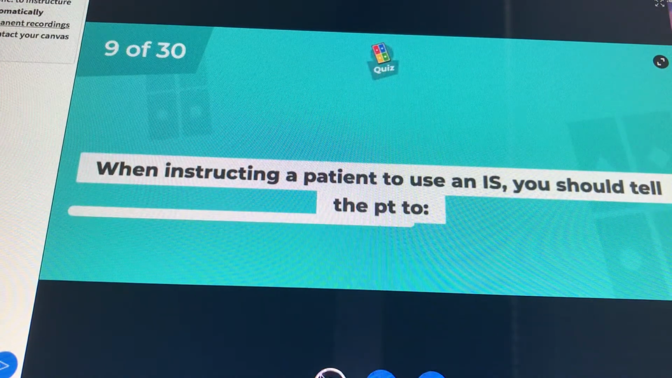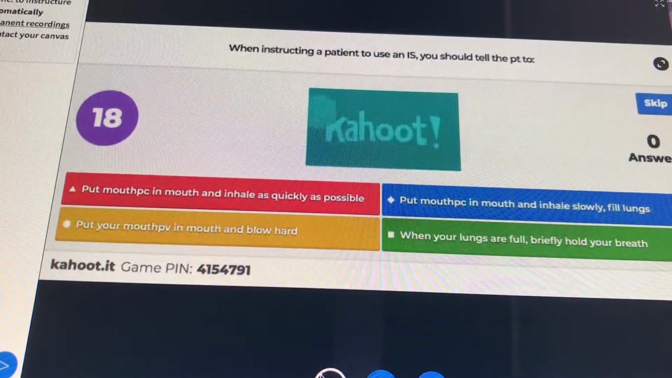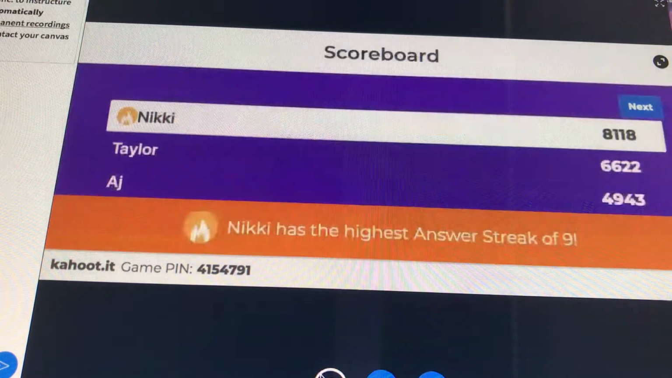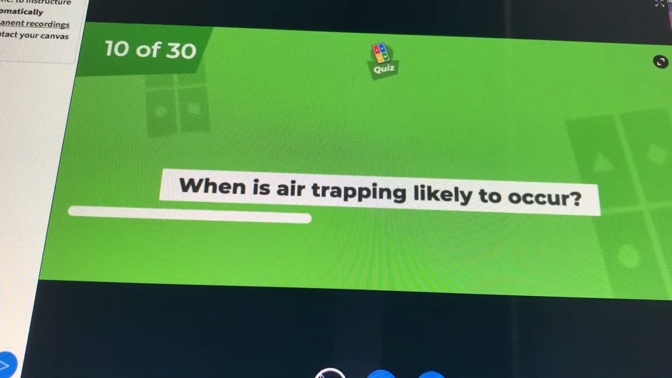When instructing a patient to use IS, you should tell the patient to put the mouthpiece in their mouth, create a tight seal, inhale slowly, completely fill their lungs, hold that breath briefly for about 5 seconds or so, then passively exhale. So either one of those, blue or green, would have been fine.